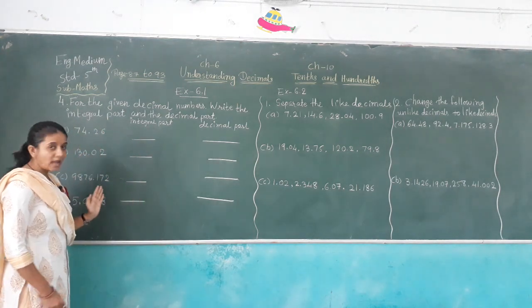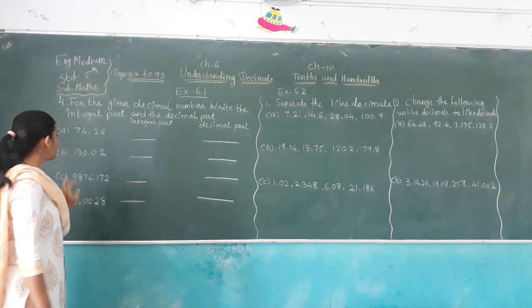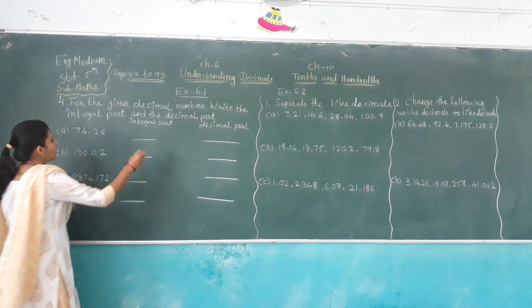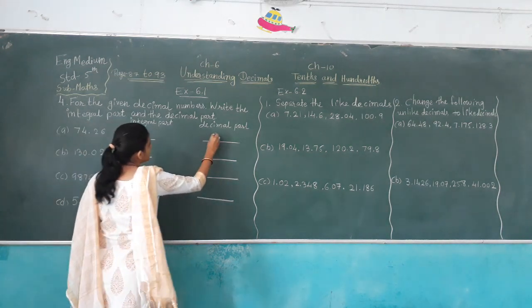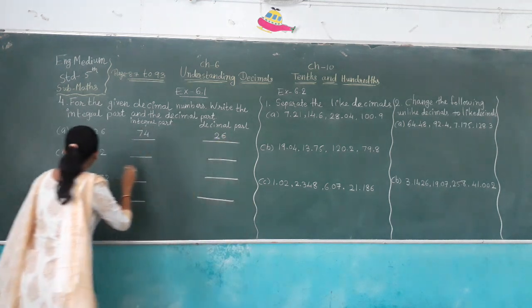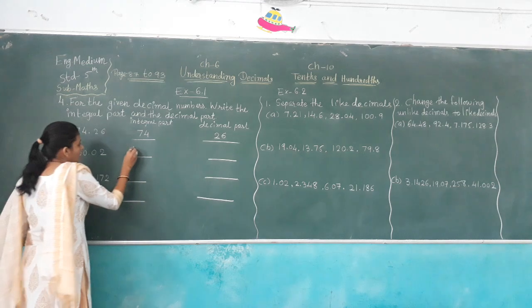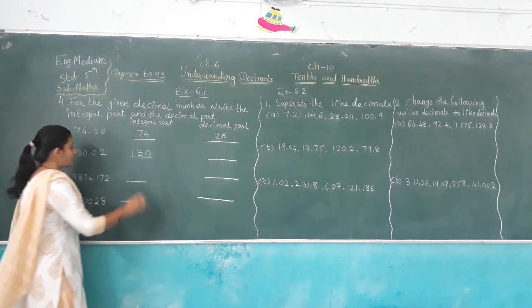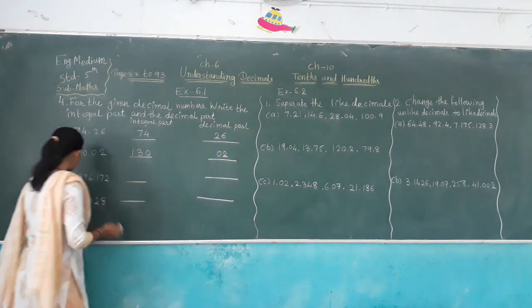Now next question: for the given decimal numbers, write the integral part and the decimal part. 74.26. So 74 is the integral part and 26 is the decimal part. Here 130.02. So 130 is the integral part and the decimal part is 02.